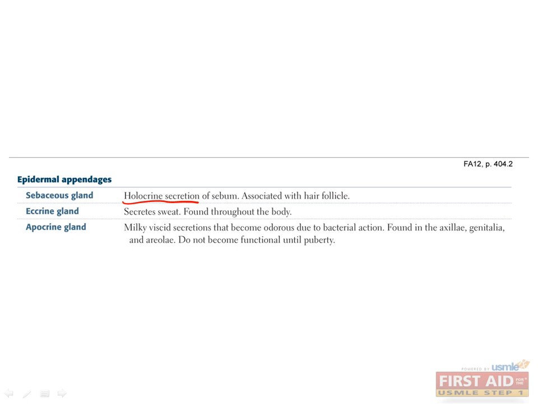Eccrine glands are your basic sweat glands that are found all over the body and keep you cool in the heat. Apocrine sweat glands are found in high concentrations in the axilla or armpits and around the genitalia. Their secretions become pungently odorous due to the breakdown of products found in the sweat by bacteria located on the skin.